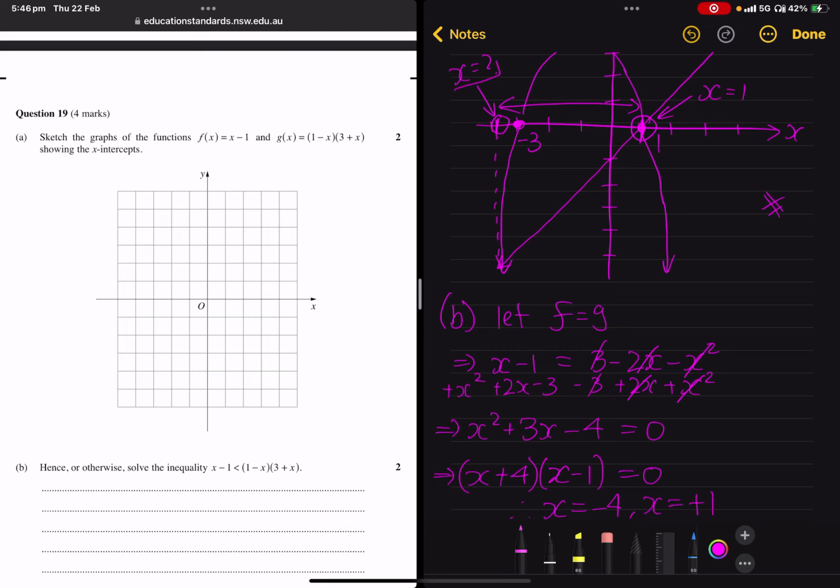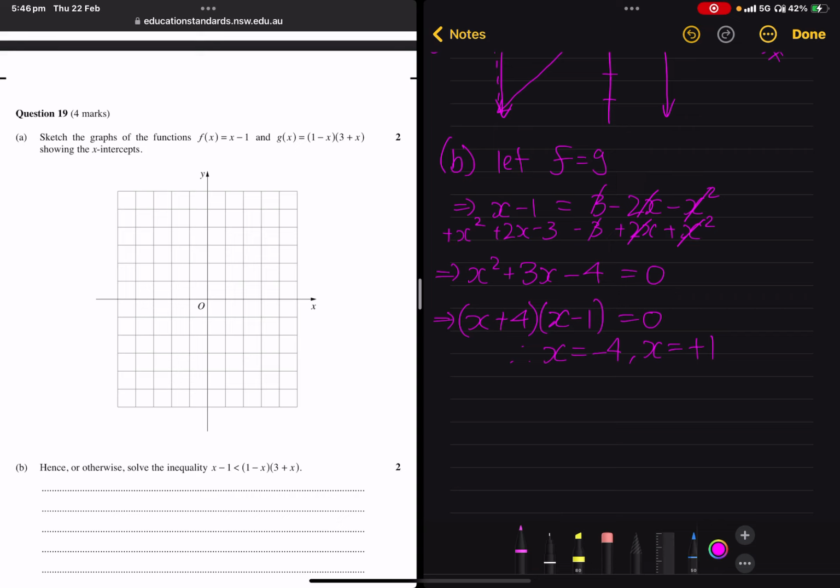And this value up here, this unknown x, this is actually going to be minus 4. So in terms of an answer to B, solving this inequality will be x is greater than minus 4 and less than 1. And this will be the solution to part B.